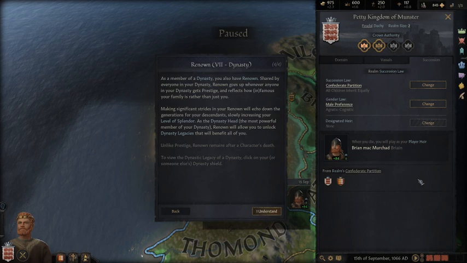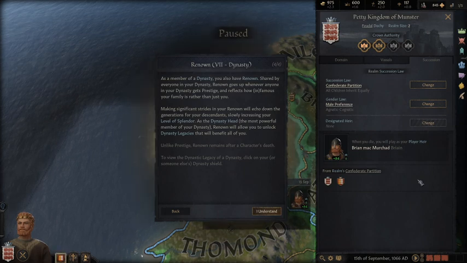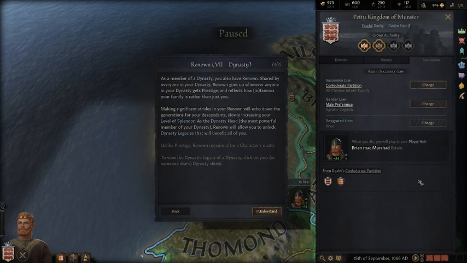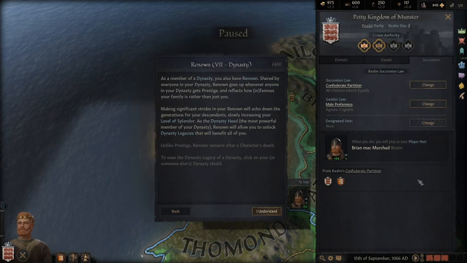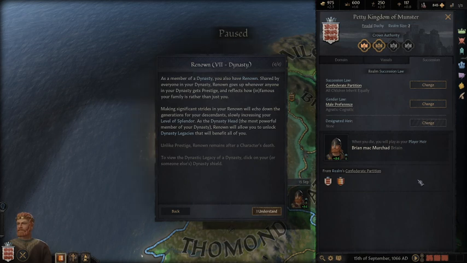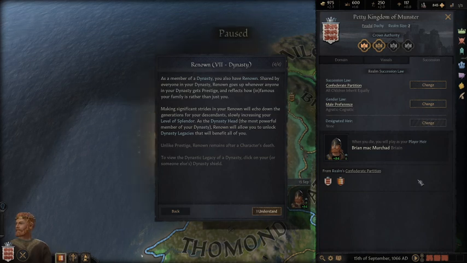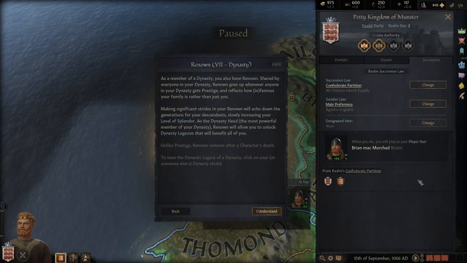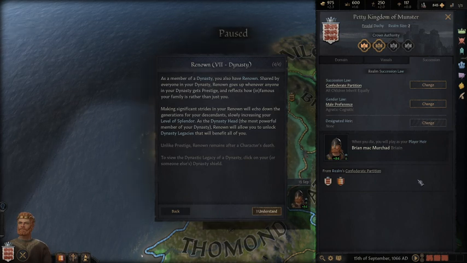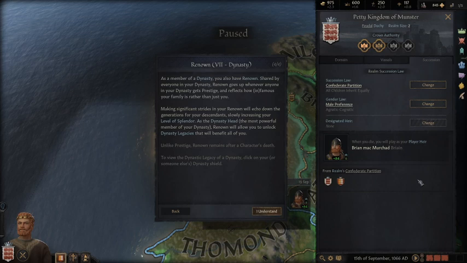As a member of a dynasty, you also have renown. Renown goes up whenever anyone in your dynasty gets prestige and reflects how infamous your family is rather than just you. Making significant strides in your renown will echo down to the generations for your descendants, slowly increasing your level of splendor. As dynasty head, the most powerful member of your dynasty, renown will allow you to unlock dynastic legacies that will benefit all of you. Like prestige, renown remains after your character's death. To view the dynastic legacy of a dynasty, click on your or someone else's dynasty shield.